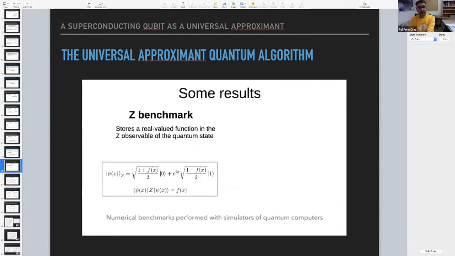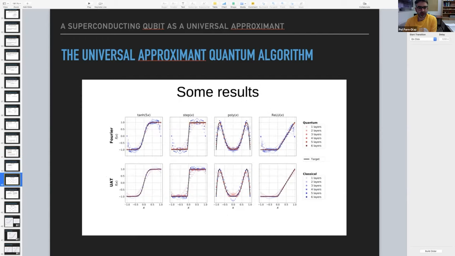So here I'm going to present some theoretical results, some simulations using what we call the Z benchmark. So it's essentially storing this function in the observable Z, the Pauli matrix Z of the quantum state. And so that's what this looks like for the Fourier representation and for this universal approximant representation for different functions.